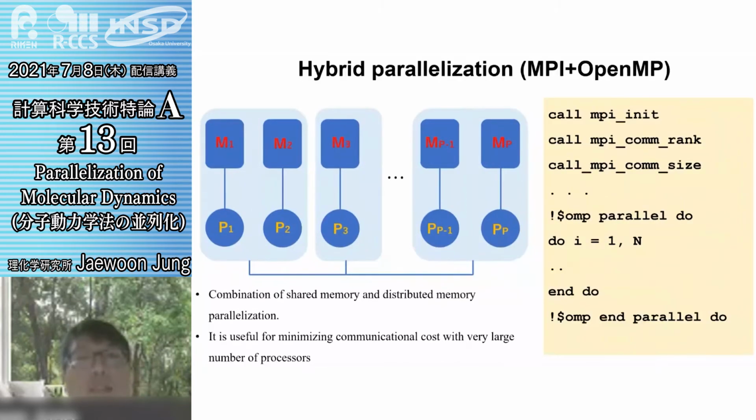And nowadays, in almost all supercomputers and programs, you use hybrid parallelization by combining MPI with OpenMP. This is applied to multiple nodes, and in each node there are multiple cores. And in each node, you can share the memory.